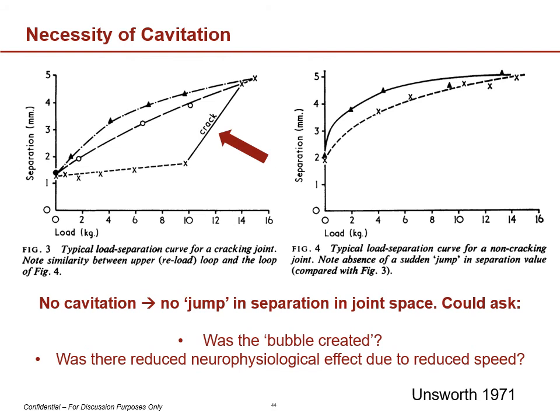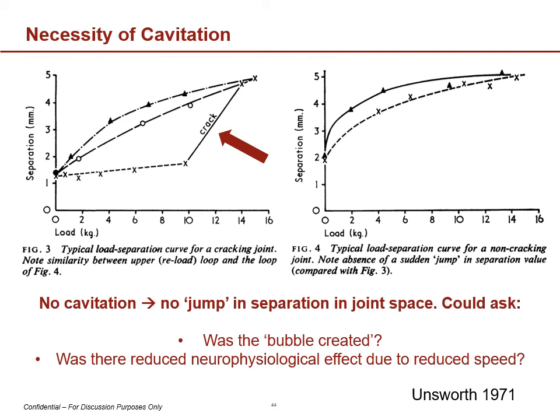Here's another question. So back in Unsworth's paper in 1971, he showed that if a cavitation was not heard, if there was no crack, there was no jump in separation in joint space. So if we orient ourselves here, on the left-hand side, we see the dotted line at the bottom is relatively linear and straight, and then all of a sudden, at 10 kilograms of load, there's a crack, and then there's a jump in joint space separation, the cavitation.